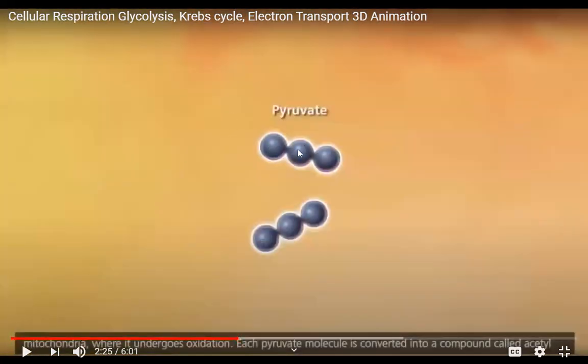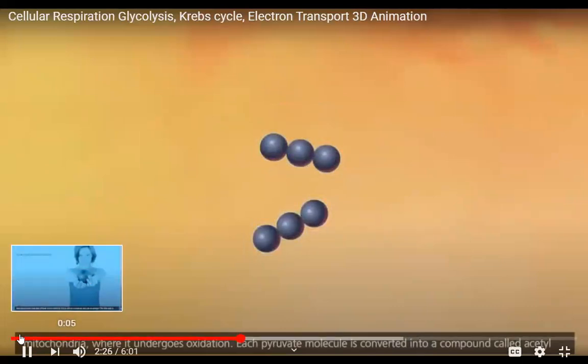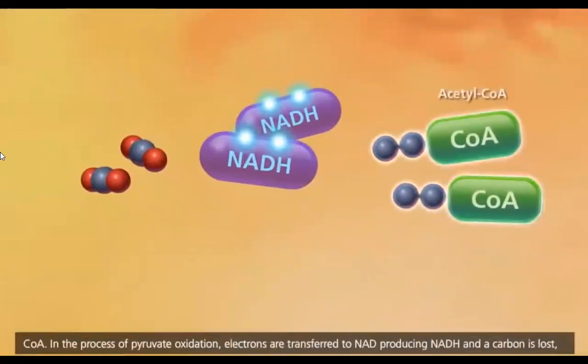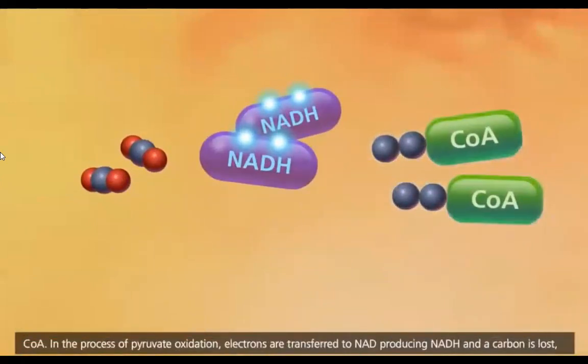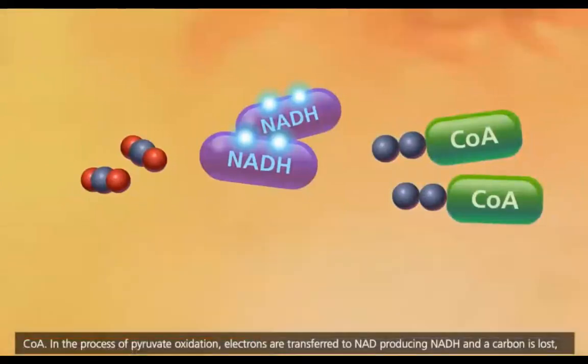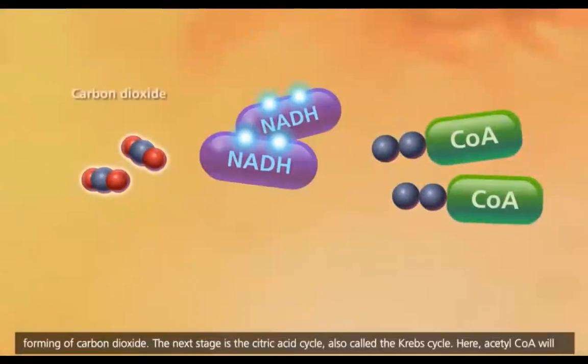So there's our pyruvic acid or pyruvate, as they have it listed here. Each is 3 carbons. There are 2 of them total. Pyruvate oxidation: each pyruvate molecule is converted into a compound called acetyl-CoA. In the process of pyruvate oxidation, electrons are transferred to NAD, producing NADH, and a carbon is lost, forming carbon dioxide.